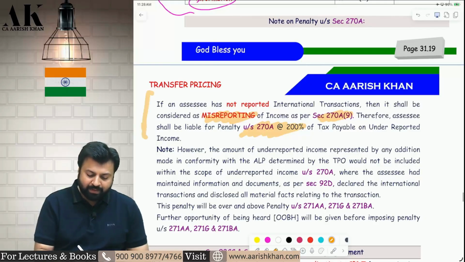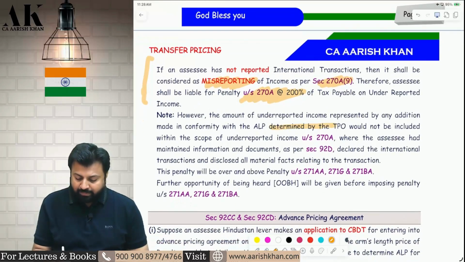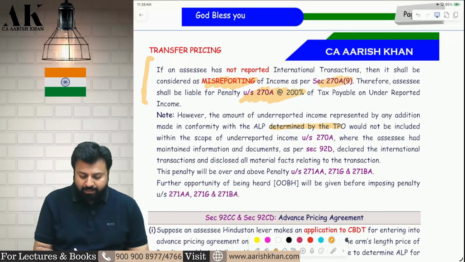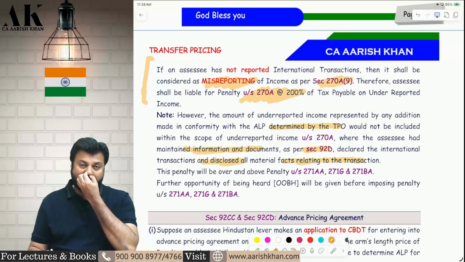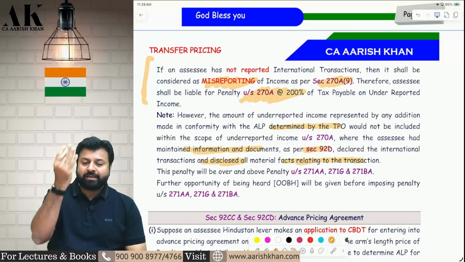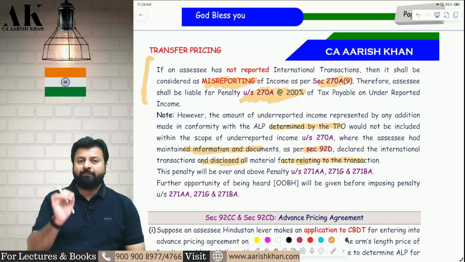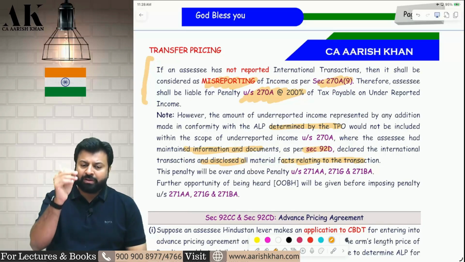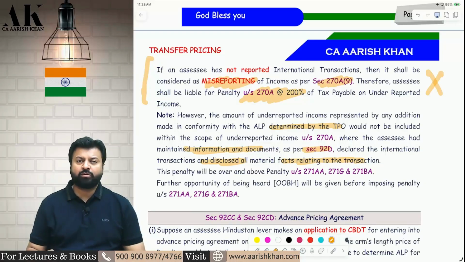But you can escape this penalty if you fulfill the following conditions. If the ALP is determined by the TPO, but you have maintained all the documents and information as per 92D and you have disclosed all material facts relating to the transaction. So even if the TPO has increased the income, but you have maintained all the documents, reported everything properly, and given all the information truly and fully, then this penalty will not be imposed. I hope it is clear to all of you.